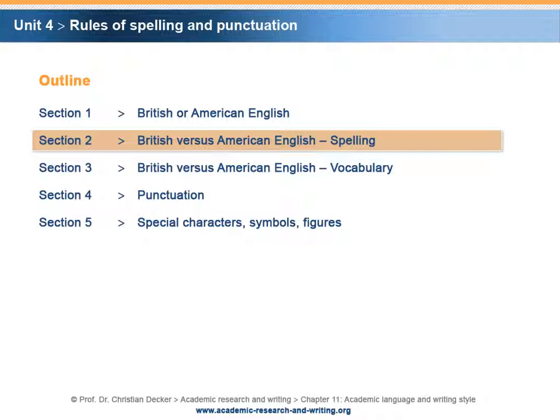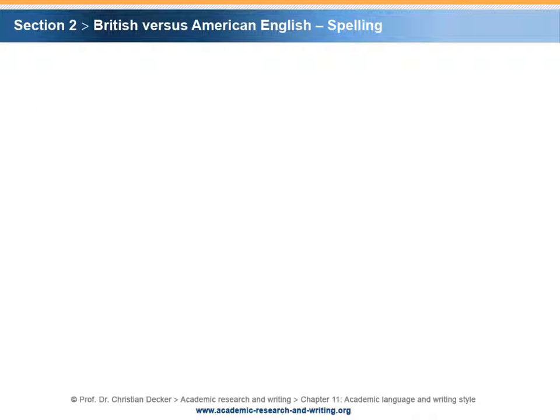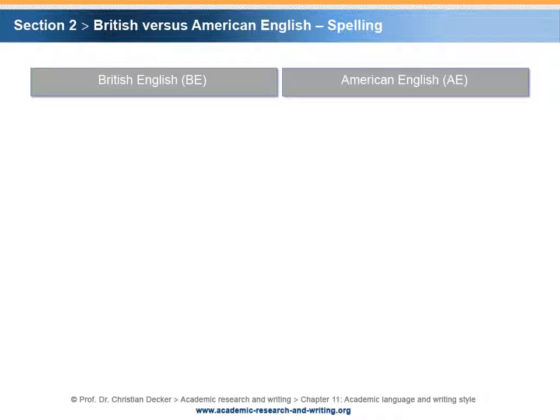Section 2. British versus American English Spelling. In the following, there is a list of some of the main differences between British and American spelling. It refers to the different use of certain endings, doubled consonants, and umlauts. The different notation of endings is as follows.